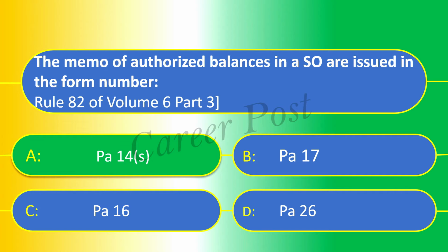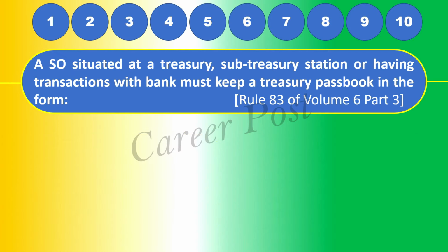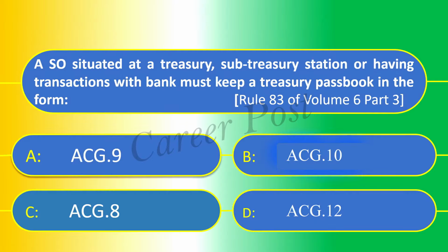PA 14S. A sub office situated at a treasury, sub treasury station or having transactions with the bank must keep a treasury passbook in the form ACG 9, ACG 10, ACG 8, ACG 12. Your time starts now. ACG 8. Answer is ACG 8.